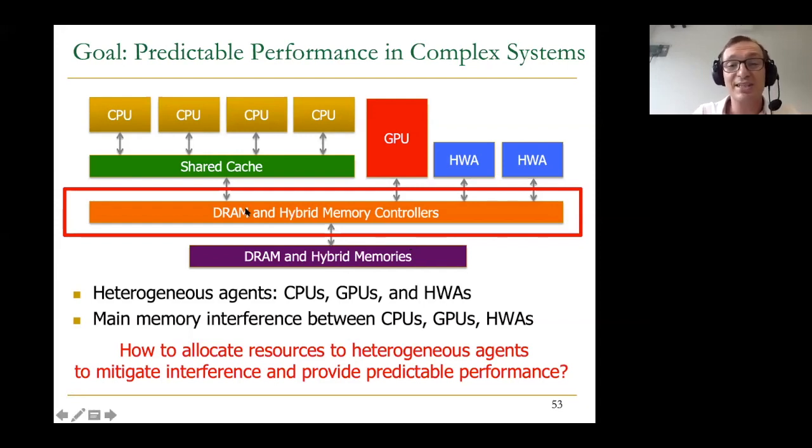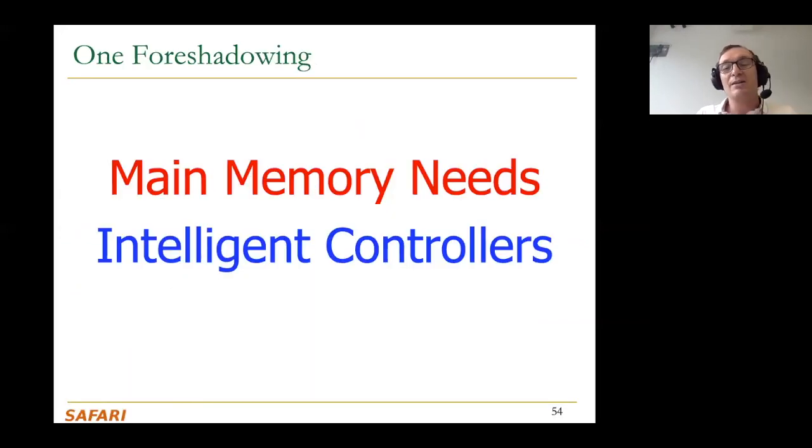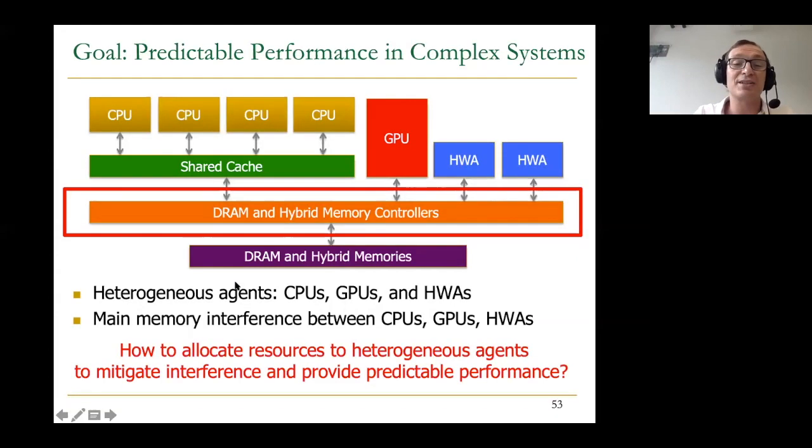How do you design these? But also a huge opportunity, because these are things that need to be designed in a good way, and we have an opportunity to make a difference. Okay, my foreshadowing again is main memory needs intelligent controllers. If you want to understand how to design a better controller that obeys the characteristics of these things, we really need intelligent controllers over here.